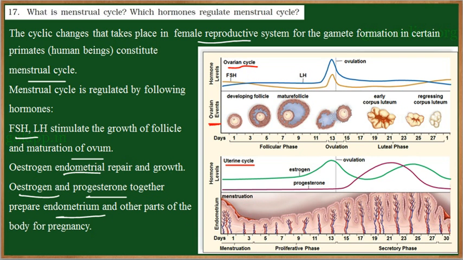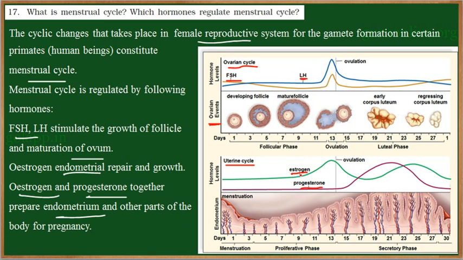Within the ovary, under the influence of follicle stimulating hormone, the primordial follicles will start to develop. Among around 10 primordial follicles, one dominant follicle starts to develop, and the LH, luteinizing hormone, which is also released by the pituitary gland, also stimulates these follicles to secrete hormones such as estrogen and progesterone.